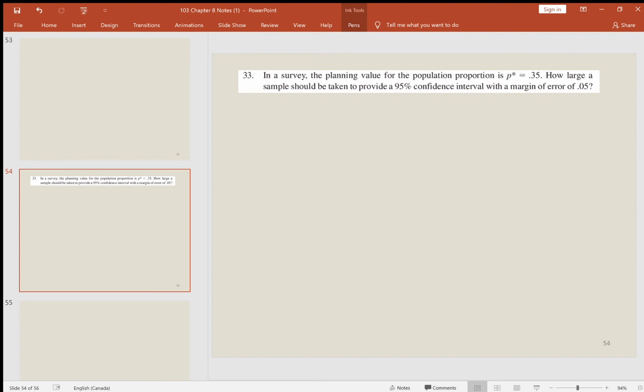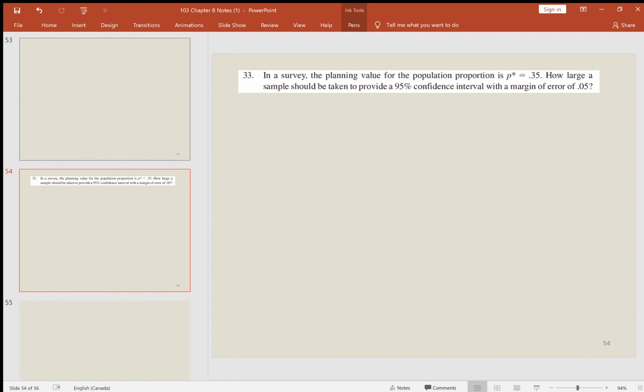Okay. In a survey, just get my pen going here. Sorry, let me just move on to slide 30. Yeah, question number 33 now. In a survey, the planning value for the population proportion is p star equal to 0.35. How large a sample should be taken to provide a 95% confidence interval with a margin of error of 0.05?